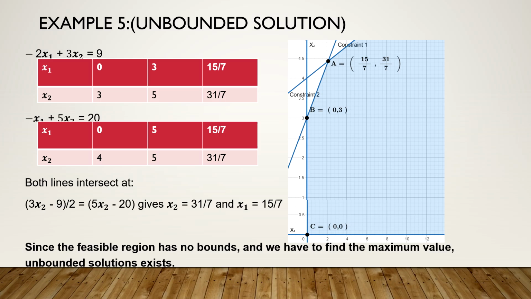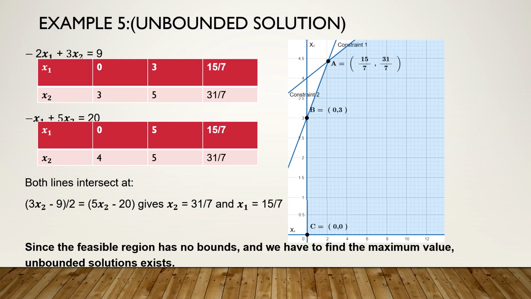Same way for the second constraint, minus x1 plus 5x2 less than or equal to 20. If I put x1, x2 as 0, so 0 is less than or equal to 20. Yes. So it is on the side of 0, 0. So now when you get the feasible region, you can see it is an unbounded feasible region. So it is an unbounded solution which we are going to get.